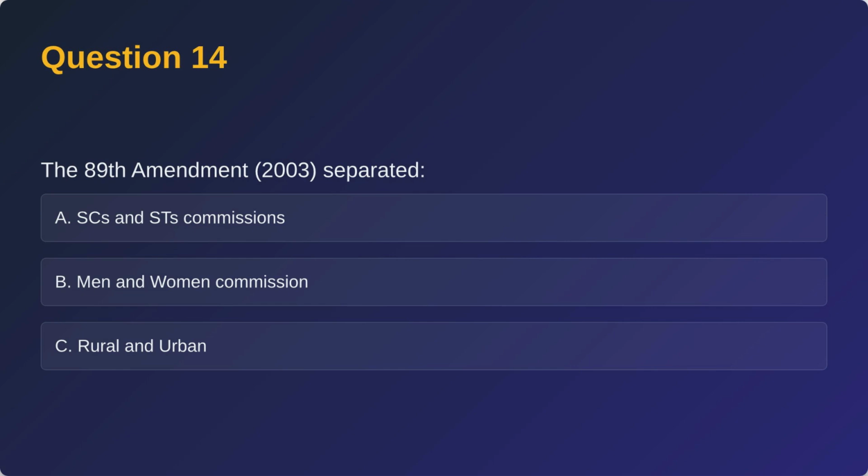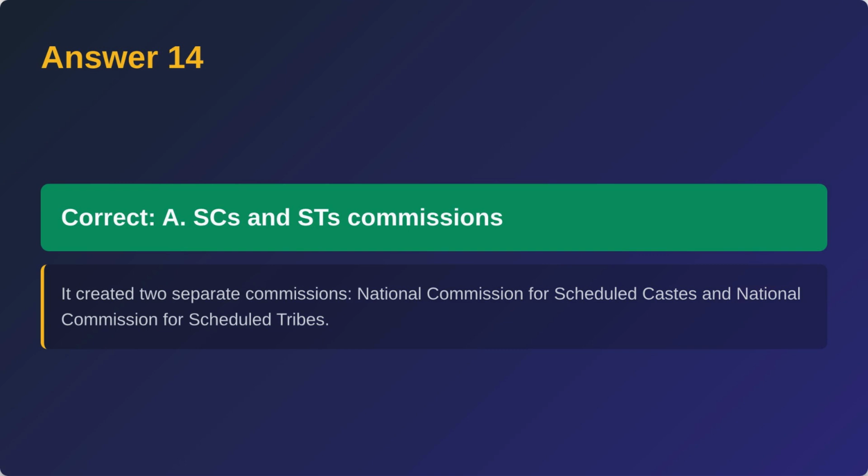Question 14. The 89th Amendment, 2003, separated which two commissions? Answer 14. The SCs and STs commissions. It created two separate entities, the National Commission for Scheduled Castes and the National Commission for Scheduled Tribes.